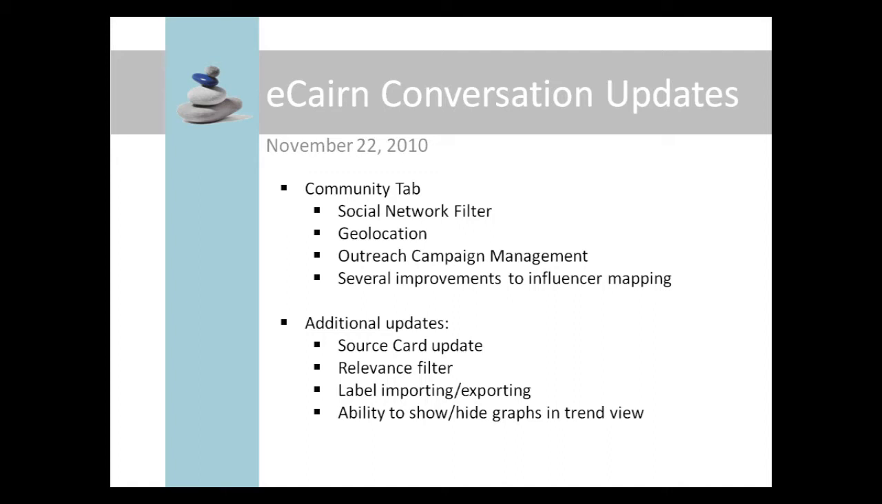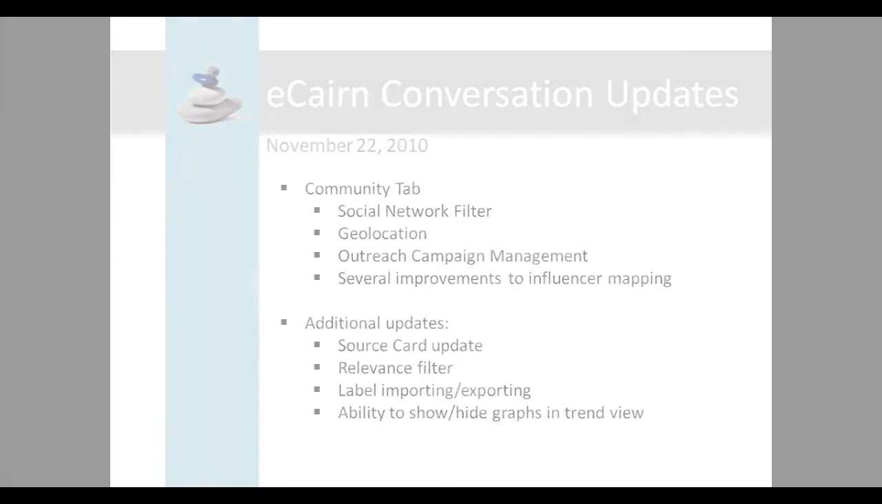Some additional updates include a redesign of the source card to allow more thorough profiling of each influencer. We've also renamed the topic filter in the Conversations tab to the relevance filter to better represent its functionality. This update also adds the ability to import and export labels from different projects. It also adds the ability to show or hide graphs in trend view.